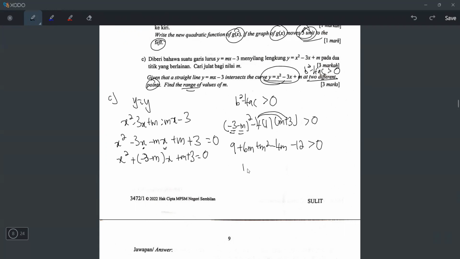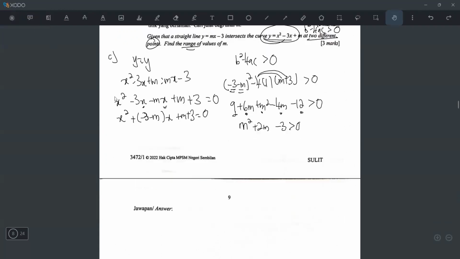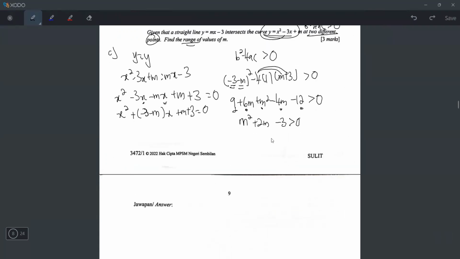Now we end up with a quadratic. So let's arrange nicely, everything on one side equals 0. So m squared plus 6m minus 4m is plus 2m. 9 minus 12 is negative 3, bigger than 0. This is a quadratic inequality. Why do I call it a quadratic inequality? Because you see power 2, so it's a quadratic. And why inequality? Because there's a bigger or smaller sign. It means later you have to sketch and locate. But before you locate, let's get the value of m first.